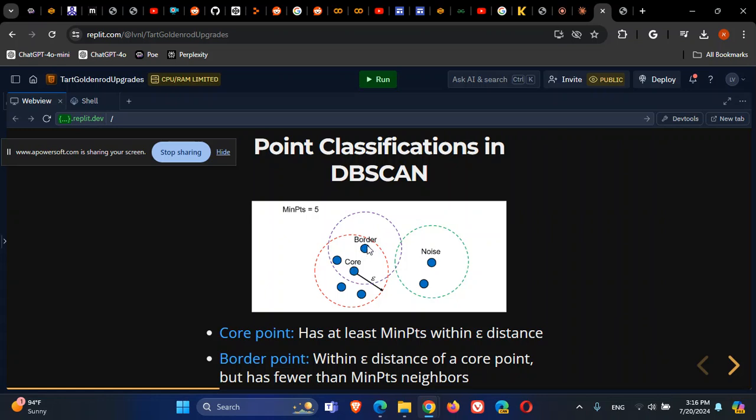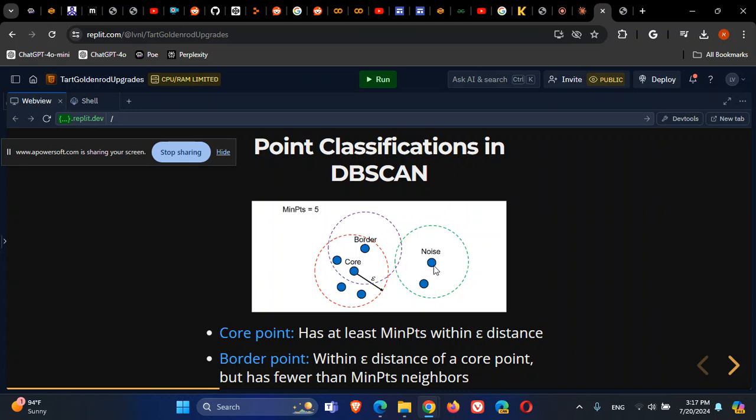If I look at that point and I take a radius of epsilon around it, I will find only 1, 2, 3 points. Therefore, this point is not a core point. Yet, this point is in the radius of a core point. Therefore, this point is not a core point, but it is in the radius of another core point, so I will call it a border point.